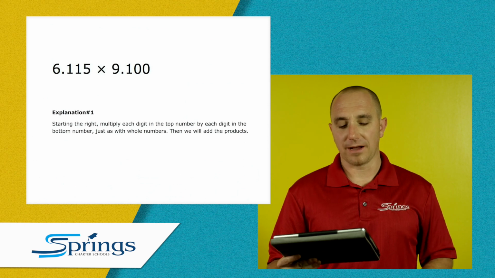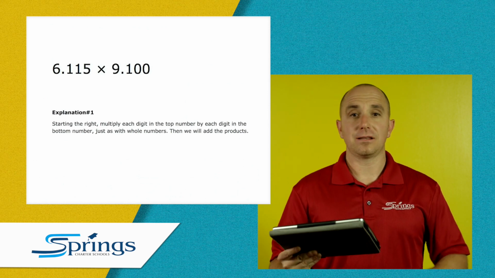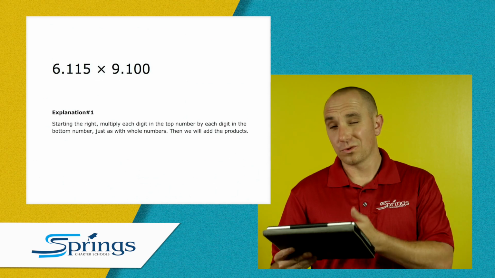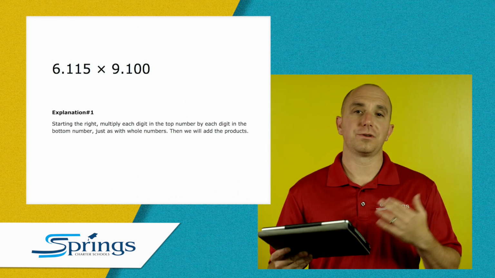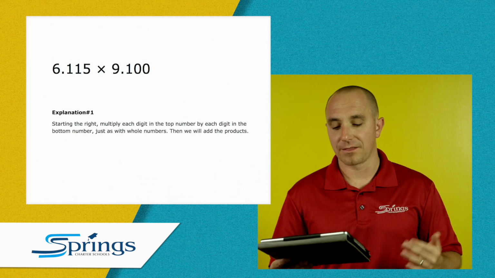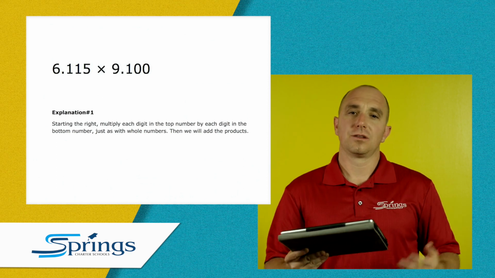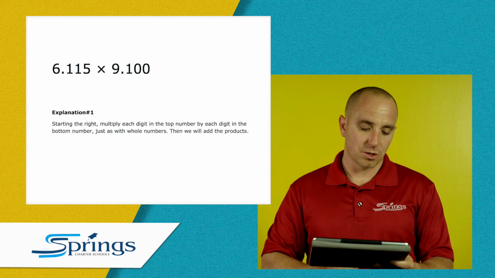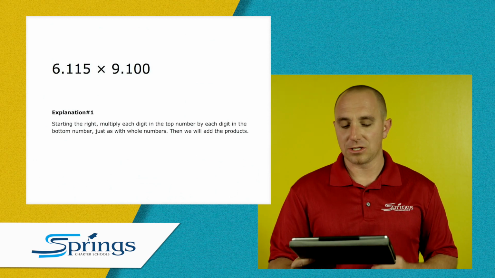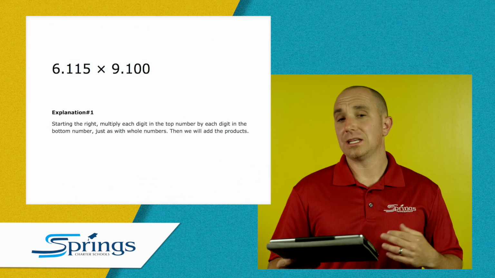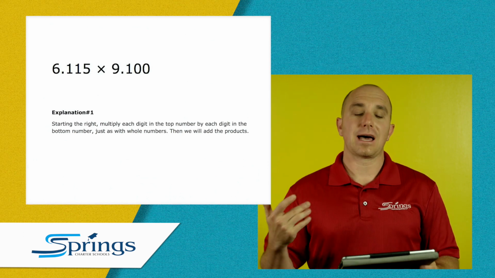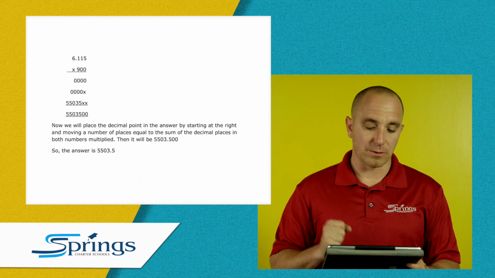So in this example, we have 6 and 115 thousandths times 9 and it's written here 9 and 100 thousandth, or it would be 9 and 1/10, because remember the zeros to the right don't really add any value. So let's start looking at this problem. Starting on the right, we're going to multiply each digit in the top number by each digit in the bottom number, just as we would with a whole number, and then we're going to add up all the products. So let's take a look at what that would look like.